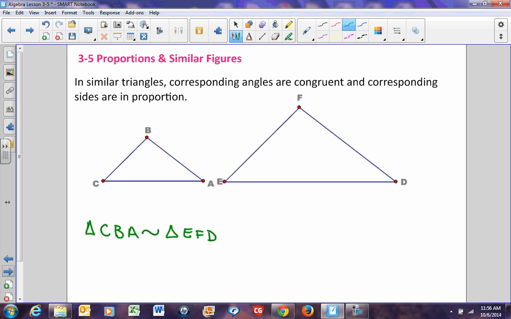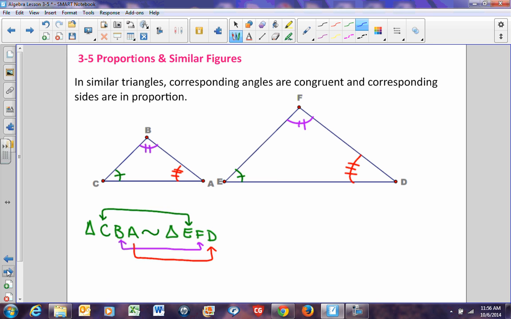That tells us that angle C matches up with angle E. These have to be the same measure. Angle B matches up with angle F, so these angles have to be the same measure. And last but not least, angle A has to correspond to angle D. Angle A here corresponds to angle D over here.